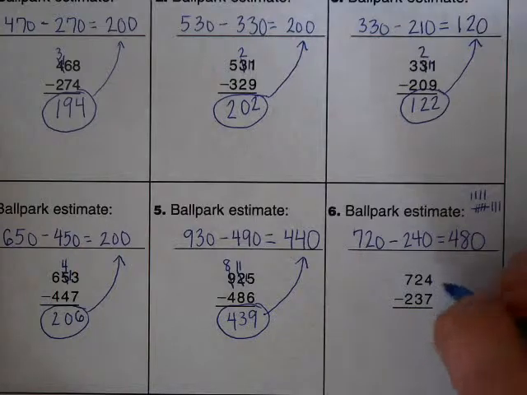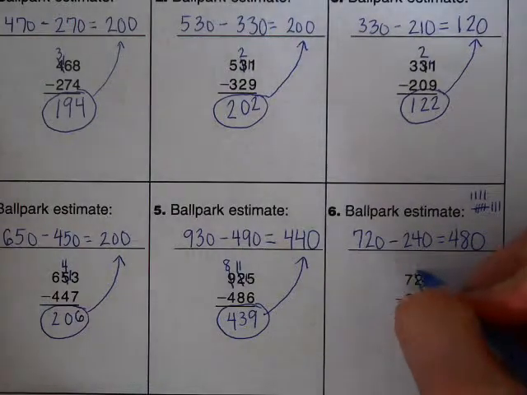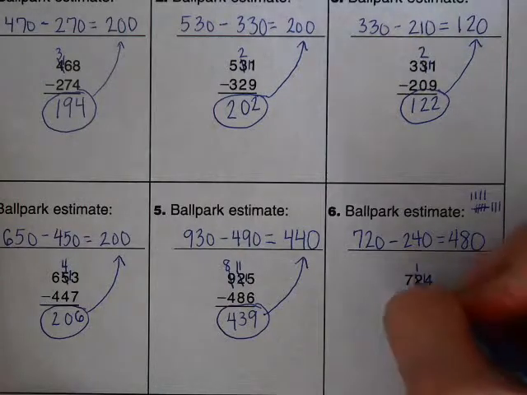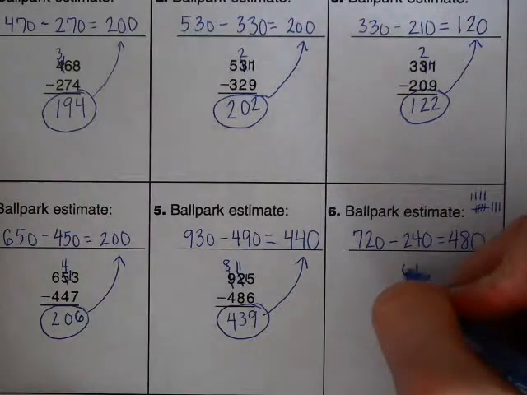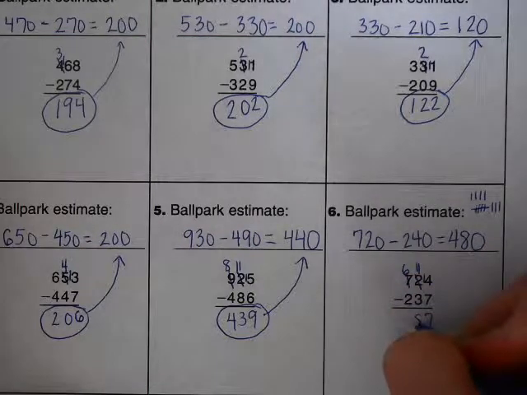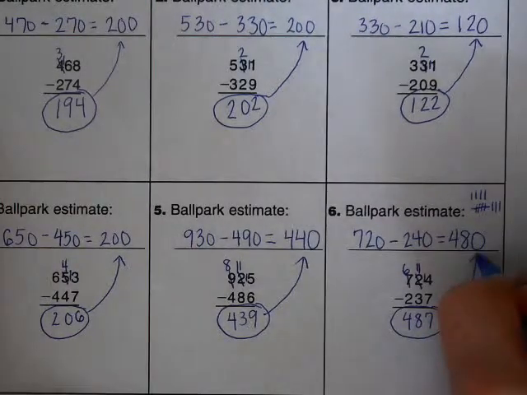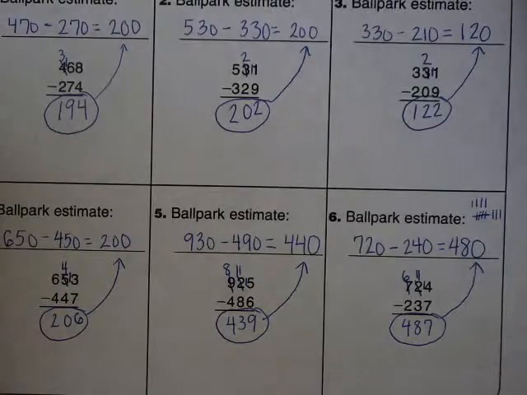And then let's see what we can get for an answer. 4 minus 7, we can't do that, so we're going to borrow. 14 minus 7 is 7. 1 minus 3, we can't do that, we're going to borrow some more. Okay, and then we have 11 minus 3 is 8, and then 6 minus 2 is 4, 487, which is close to 480, so all of those answers make sense.